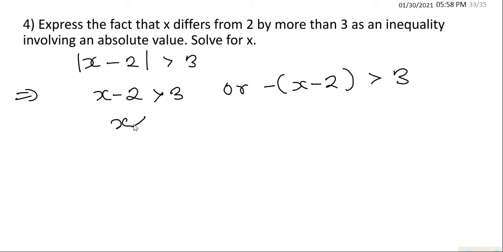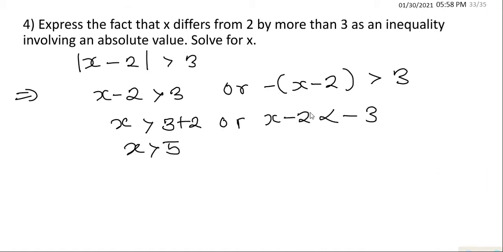So here we have x > 3 + 2, adding 2 all through, which is x > 5, or x - 2 < -3, dividing all through by minus and changing the sign. We have that x is less than -3 + 2, which implies x < -1.